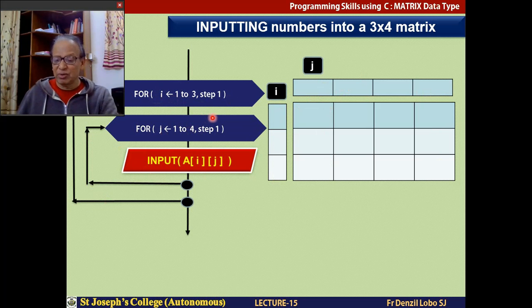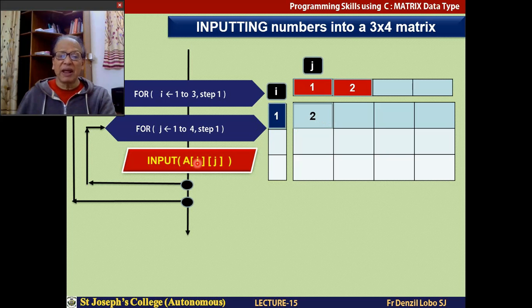Let us see how we are going to do that. This is the flow chart for inputting numbers into a 3 cross 4 matrix. This is for rows, this is for columns. Let us see. I is equal to 1. I have come here, i is equal to 1, and immediately it comes inside, j is equal to 1. So I input a number. Where does it go? That is input A11. I insert 2, and it goes there. Now j becomes 2.